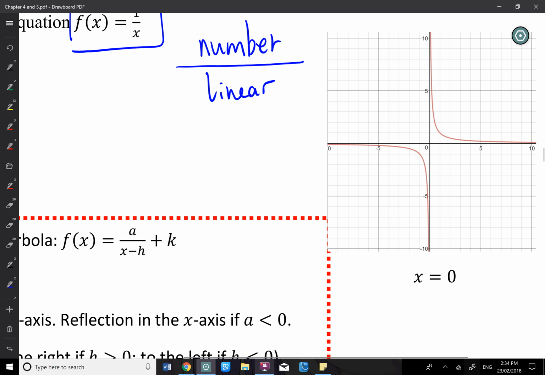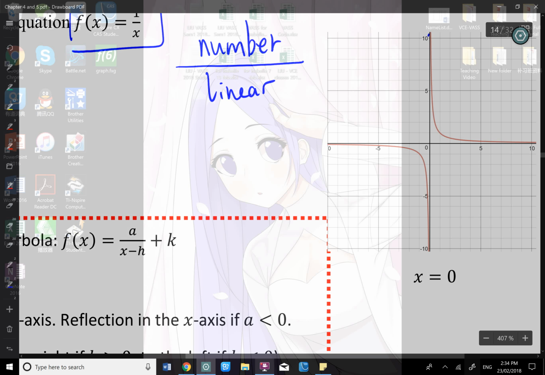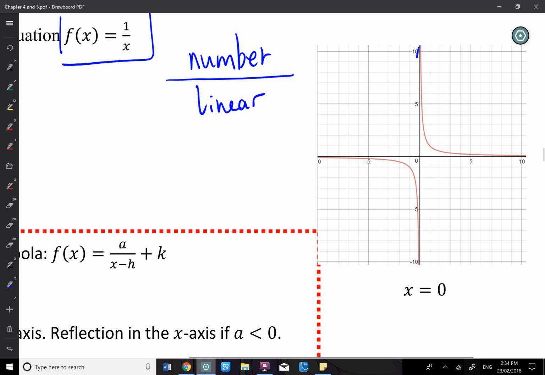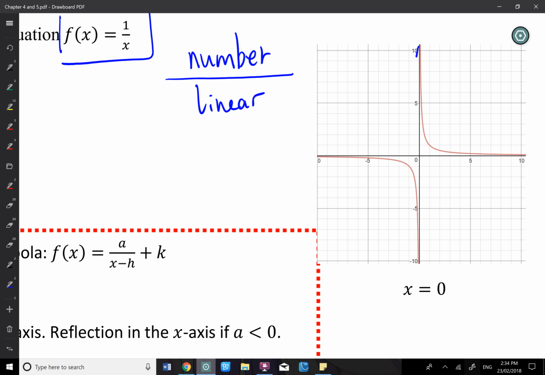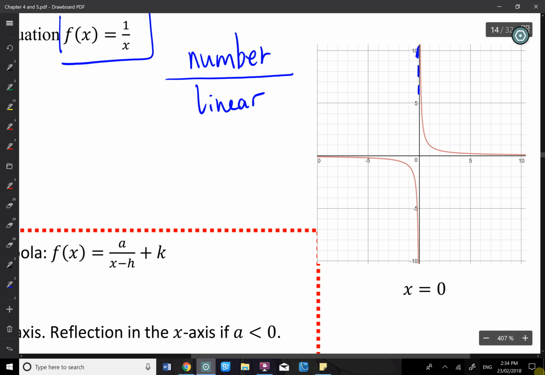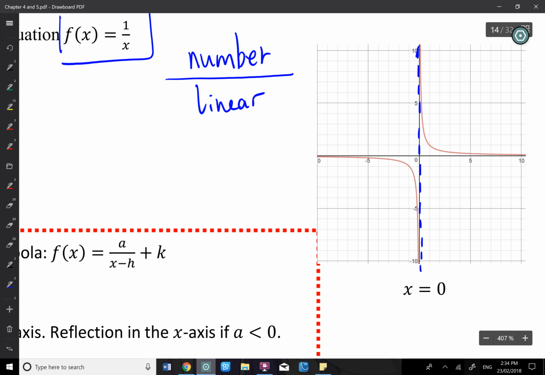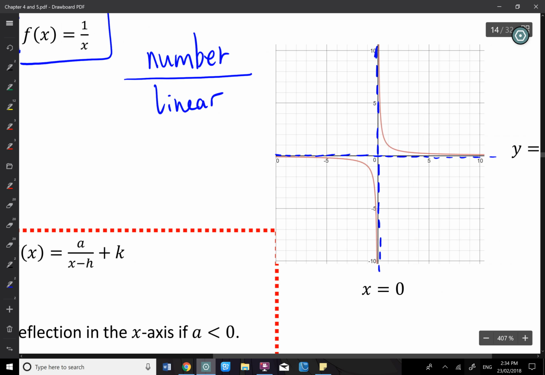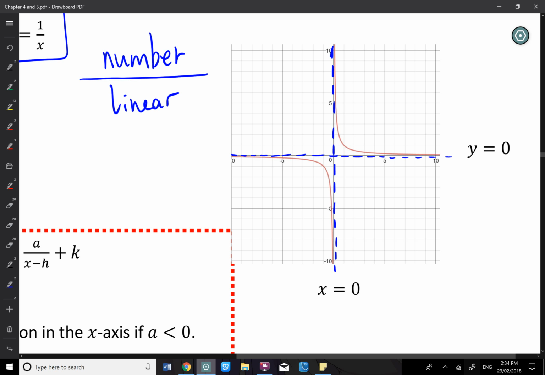So the key feature for this graph is that we have 2 asymptotes. One is the vertical one. It can't be seen on the graph, so you need to label it yourself with dashed lines, and label that clearly. And then there's a horizontal one as well. That's y equals 0, and the other one is x equals 0.